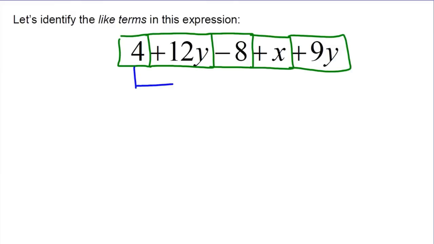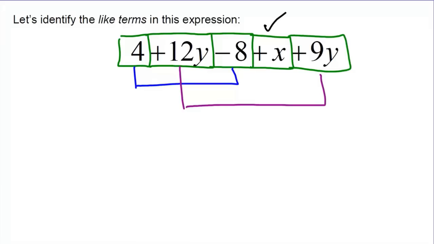The 4 and the minus 8 or the negative 8 belong together because they are constants. These are like terms. They go together. And also we have the y's, the terms that contain the y's, the plus 12y or the positive 12y plus 9y. Those go together because they both contain y's. And then we've got this guy right here, the plus x, that doesn't belong with any of them. It doesn't go with any of them, and that's okay. Sometimes there just aren't like terms in an expression, and it's okay to leave one out.